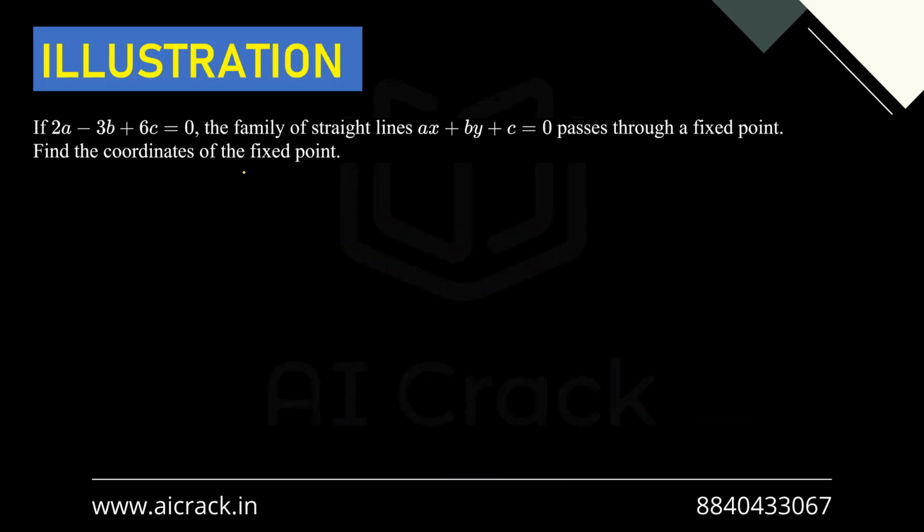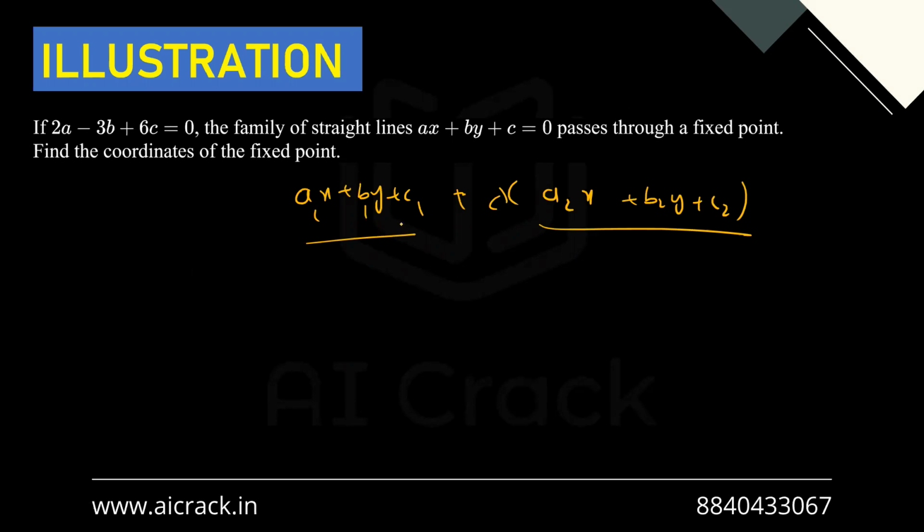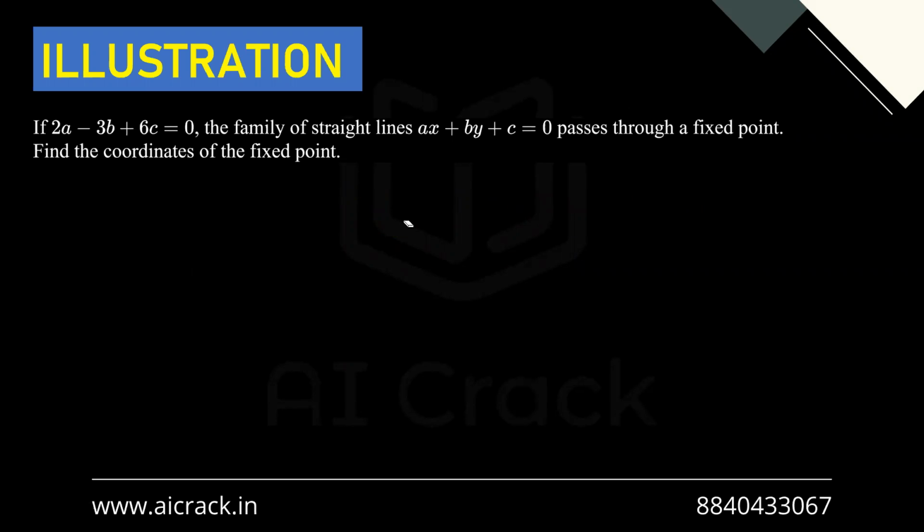So when I'm trying to find the coordinates of a fixed point, I see the equation in terms of a family of lines in the format a1x plus b1y plus c1 plus lambda times a2x plus b2y plus c2, and then I solve these two equations to find the point of intersection of the family of lines, right? But we are not given it over here in such a format. This equation is given in a plain format, so we have to convert this simpler format into that kind of format. Okay, so how do we do that?